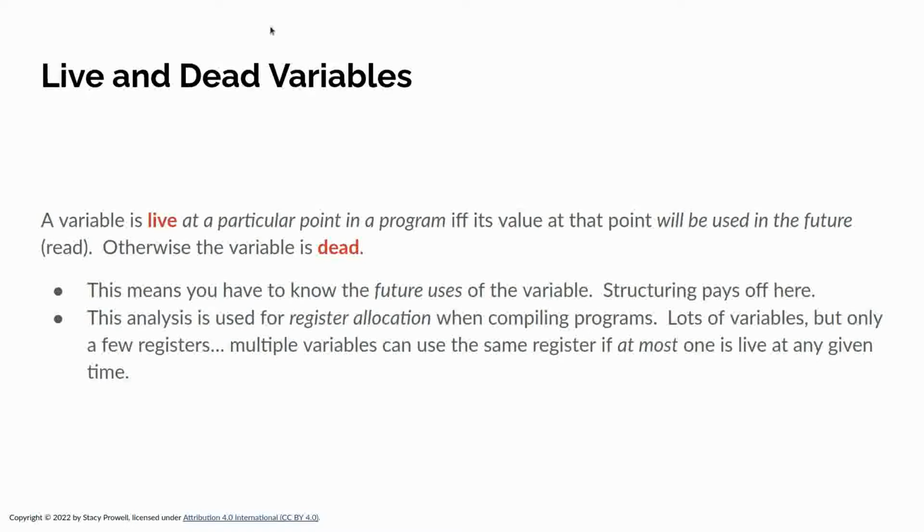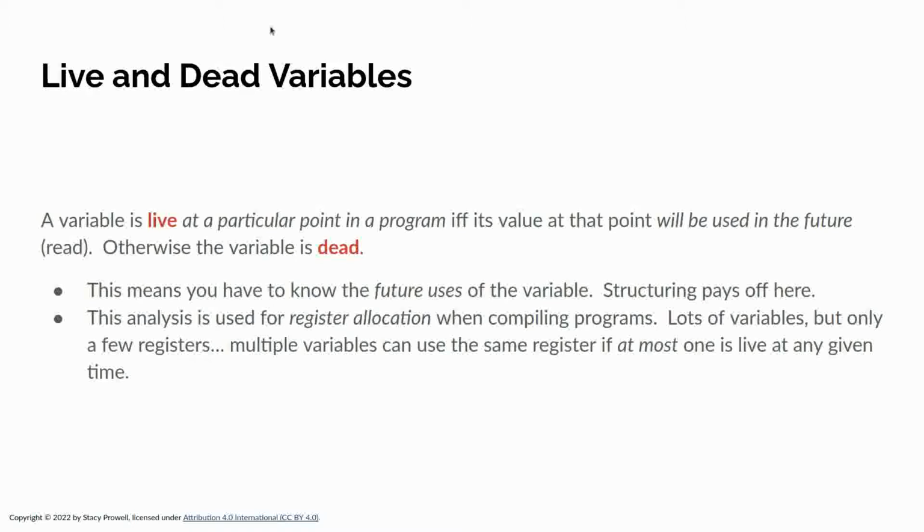This is where structuring and basic flow analysis pay off, right? Flow analysis enables us to then be able to do live variable analysis. This kind of analysis is used all over the place. The compiler uses it to do register allocation. And we'll actually, I think, talk about register coloring later on, but you can do register allocation using this.